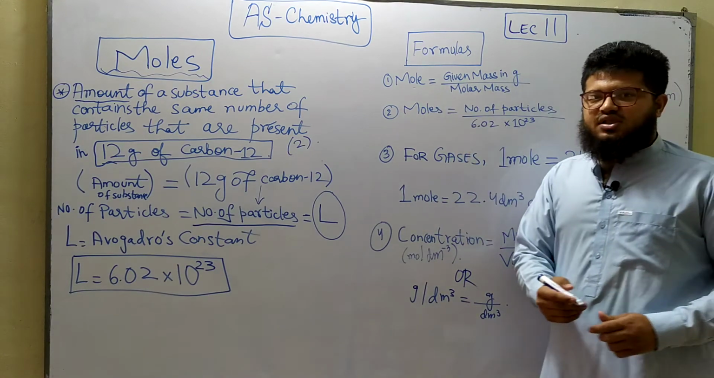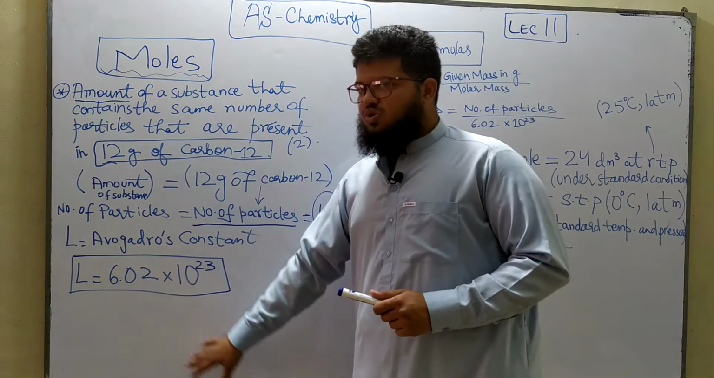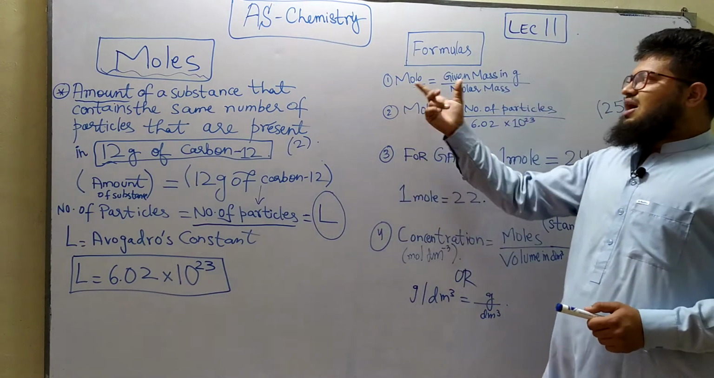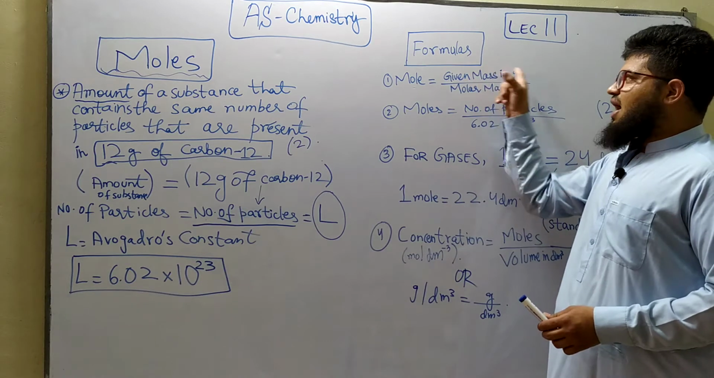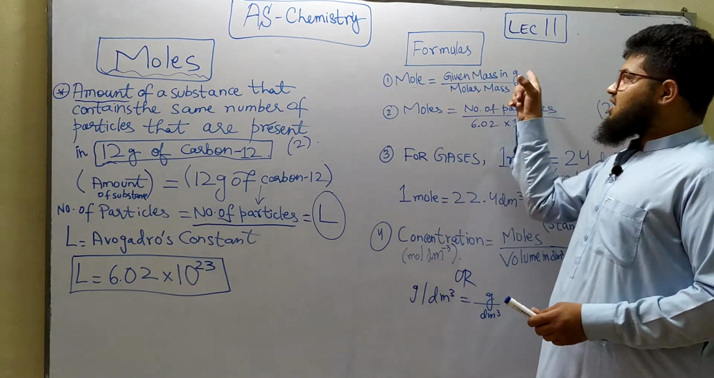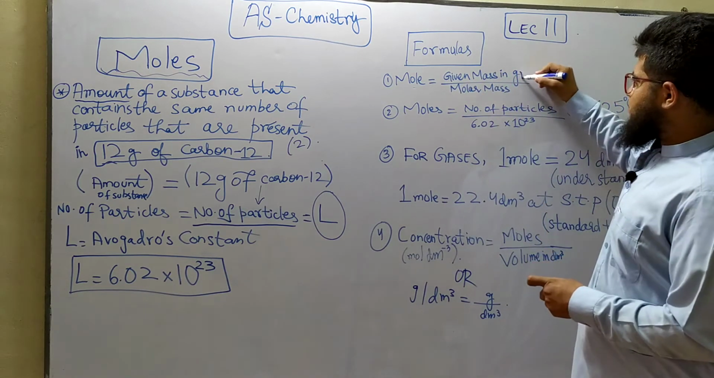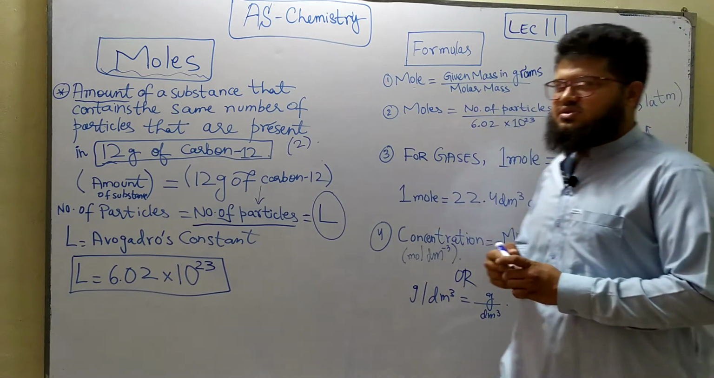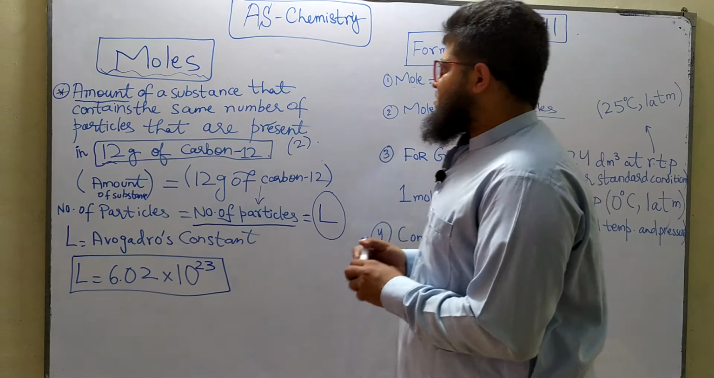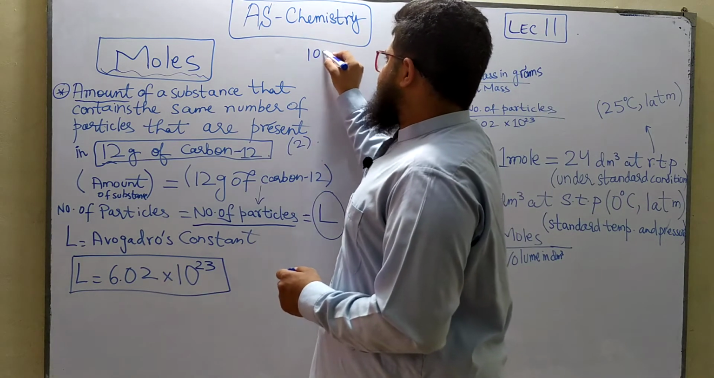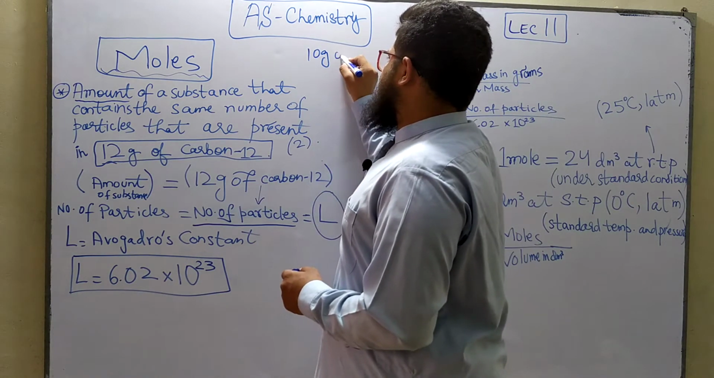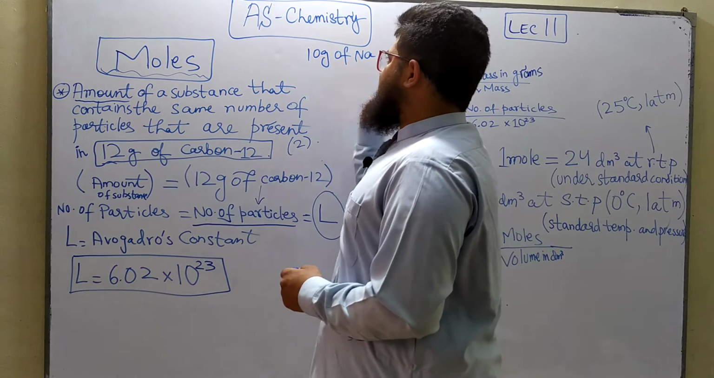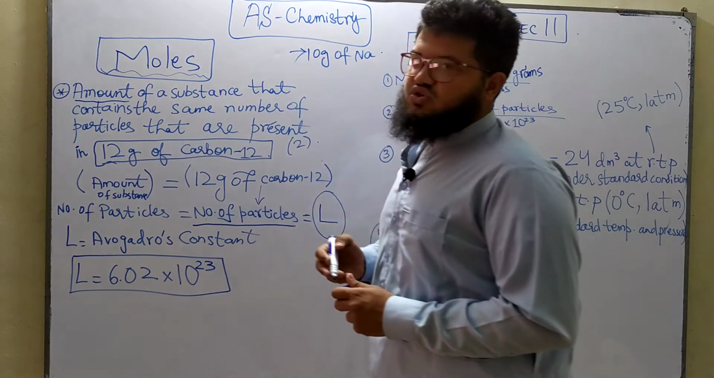How can you calculate the mole? This was the verbal definition, but let's write it mathematically. Moles are equal to the given mass in grams of a substance divided by the molar mass of that substance. For example, let's say I've got 10 grams of sodium.